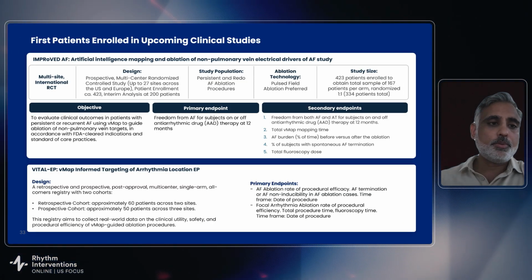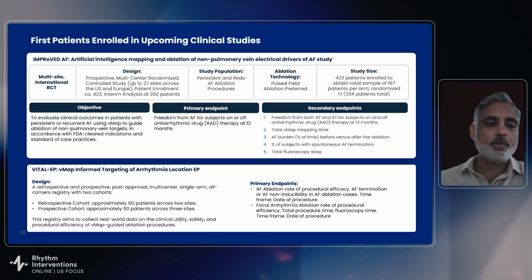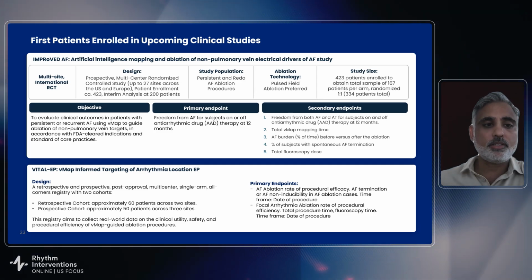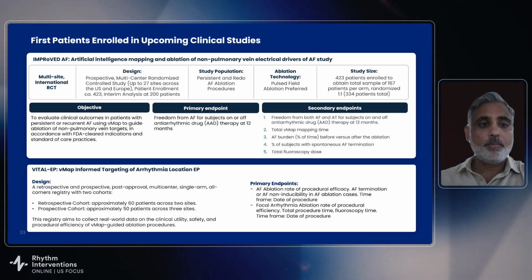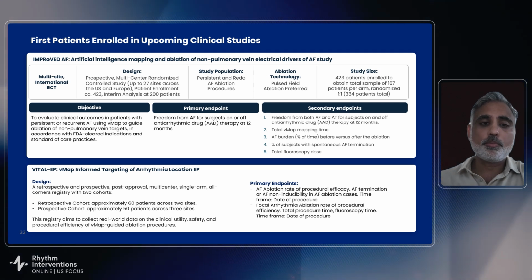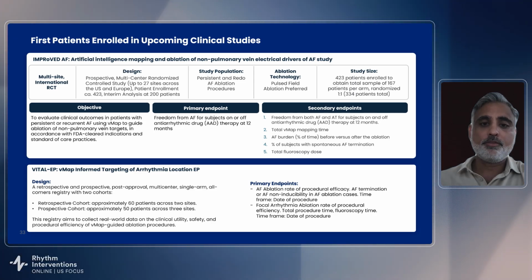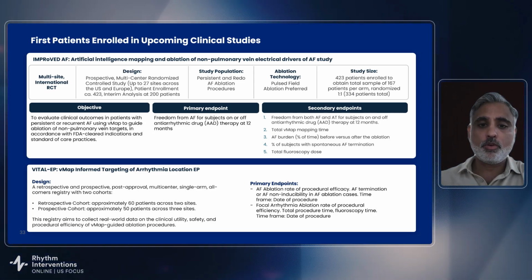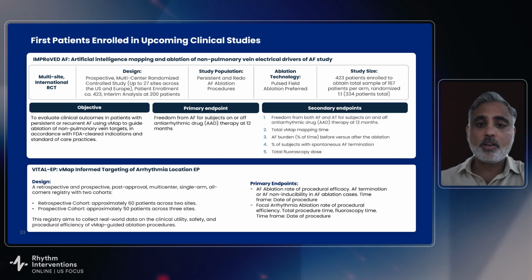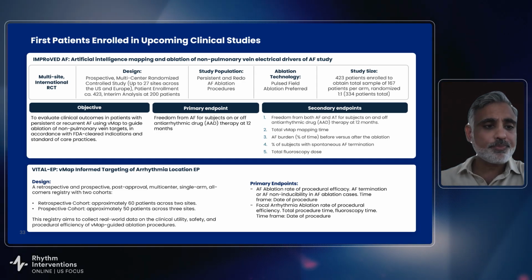So that leads up to the Improved AF study, which is a multi-site randomized clinical trial with 27 sites across the US and Europe, analyzing about 423 patients of both de novo persistent and redo AF ablation patients. Like I said, 423 patients enrolled to obtain a sample of about 167 patients per arm.